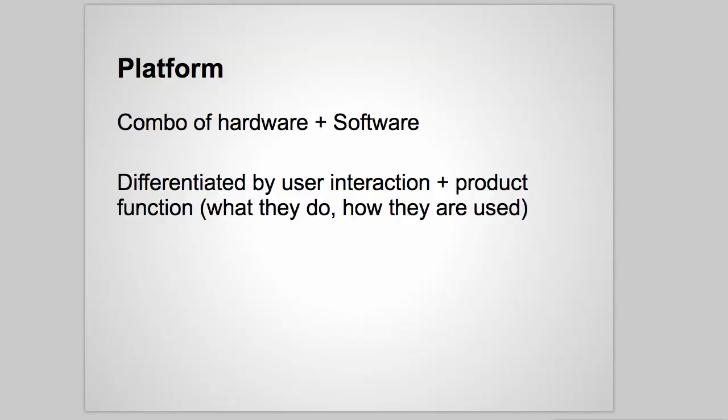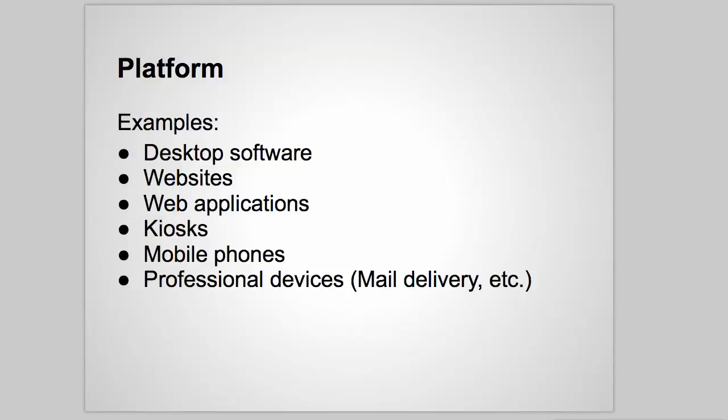And platforms are differentiated by user interaction and product function. So what they do and how they're used helps us understand that this platform is different from this platform. So this platform does this and is used this way. That's clearly different from this other one that does this and is used this way. So a couple examples of platforms that have different user interaction types and different product functions. Desktop software are different from websites, are different from web applications, are different from kiosks, are different from mobile phones and mobile apps, and are different from professional devices.